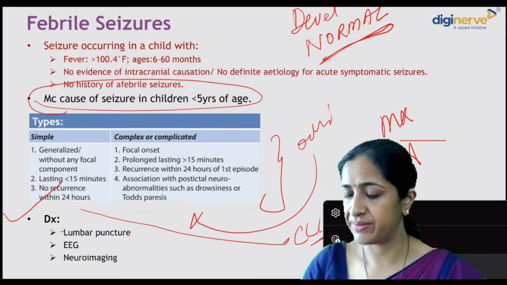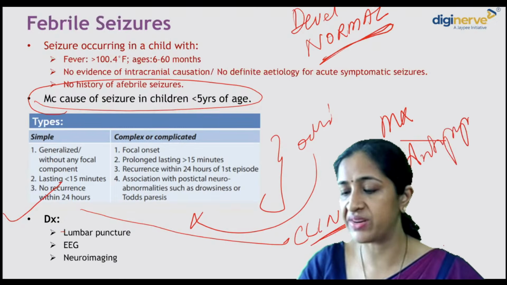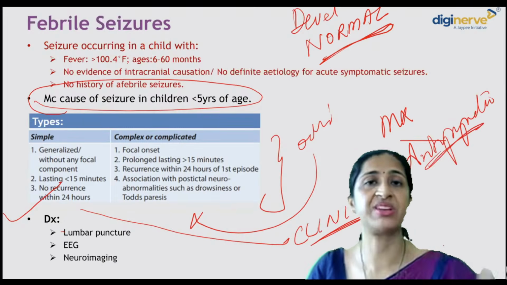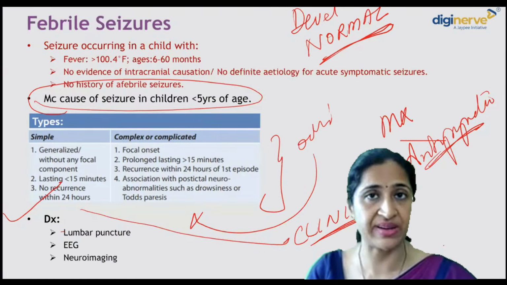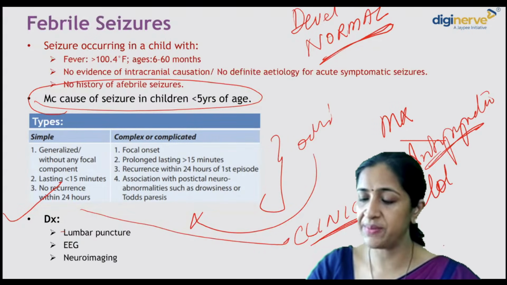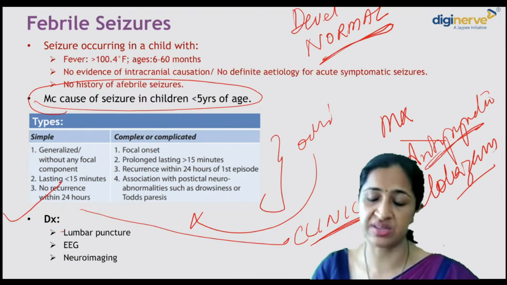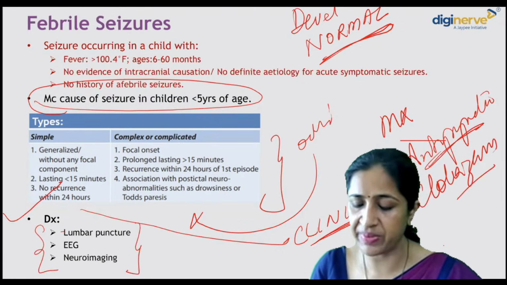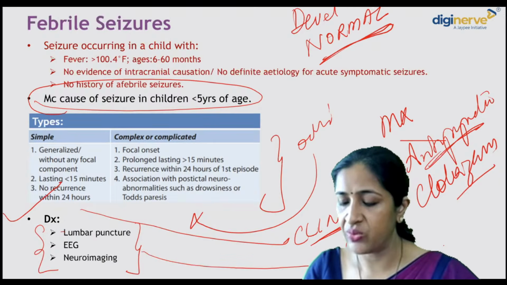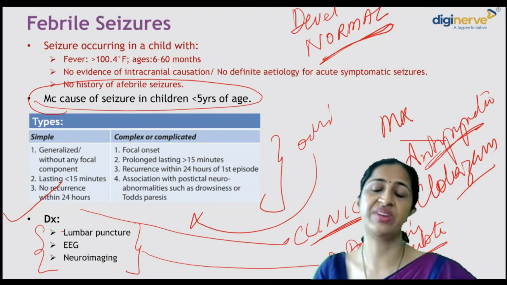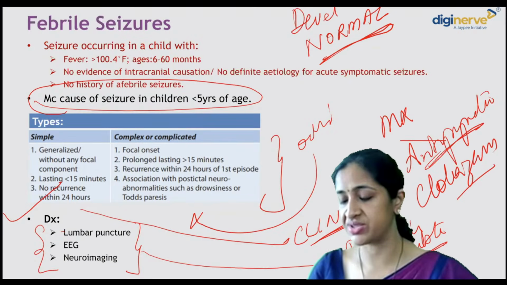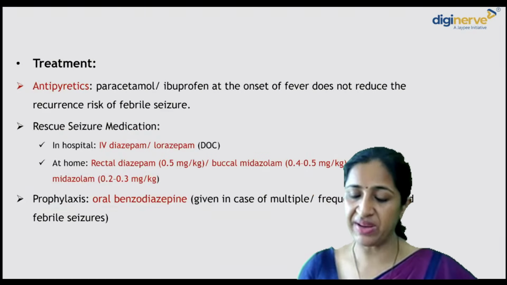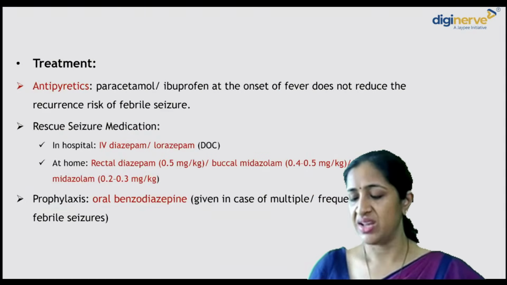Management is antipyretic. Remember, this is the management. Okay, prophylaxis is there with clobazam, which is given in anxious parents, otherwise no. Okay, clobazam prophylaxis. Okay, otherwise nothing. Lumbar puncture, neuroimaging, done when in doubt. When in doubt whether the seizure is typical or atypical, only then do you do any test for febrile seizures. Otherwise, it's clinical diagnosis. Antipyretics, rescue medication, prophylaxis is clobazam.